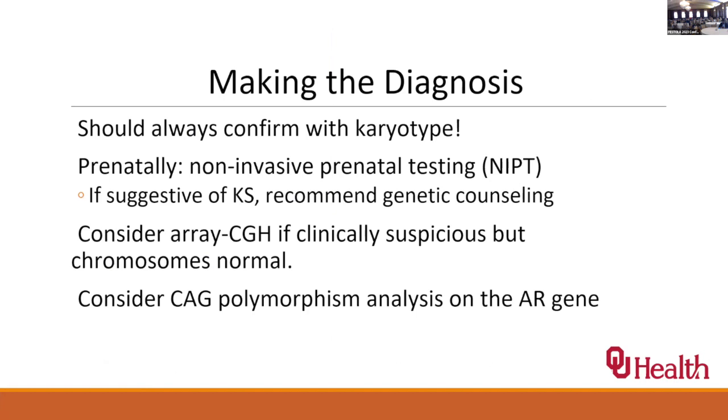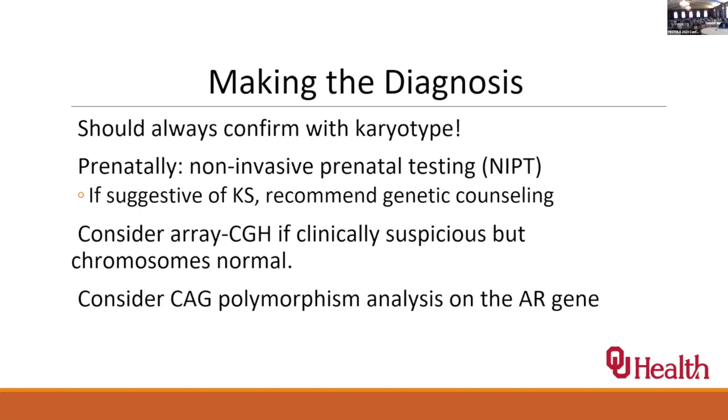Okay, so looking at the guidelines, the first thing is, of course, to make the diagnosis, we always need to confirm the karyotype. And I think everyone is in agreement on this. We're doing more and more prenatal testing. And so NIPT, or non-invasive prenatal testing, is becoming a very big part of what we do in the OB world. And so this can be done as early as, I believe, 10 to 12 weeks. And so if this is suggestive of Klinefelter syndrome, genetic counseling is recommended.